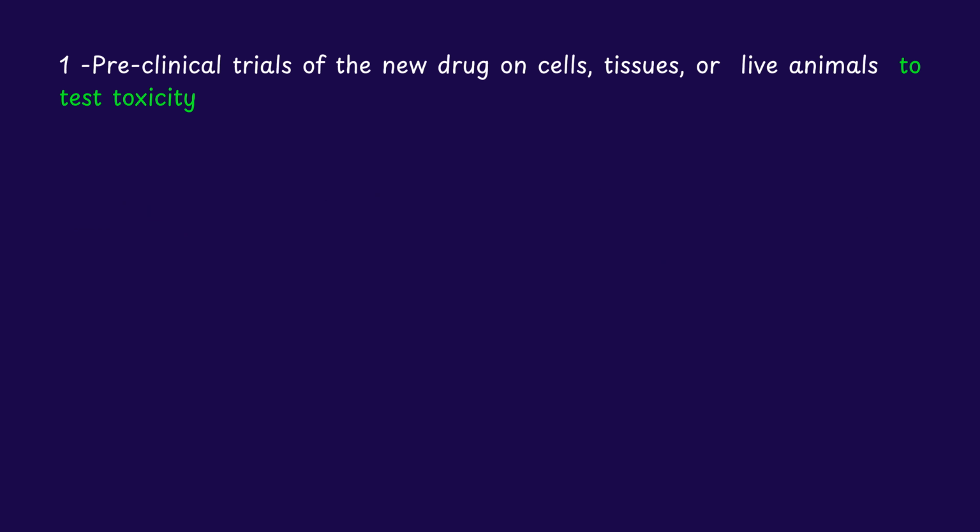Okay, let us get into the response now, students. Remember, we're asked to explain what testing must be done before new drugs can be used to treat people, so we're giving reasons for everything that we are saying. First things first, we are doing the preclinical trial of the new drug. This is done on cells, tissues, or live animals. The reason for that is to test for toxicity. This is the explanation, guys.